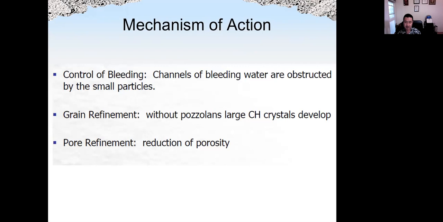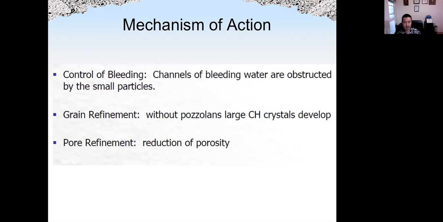Mechanism of actions. Let's look at how these materials can affect fresh properties and also hardened properties. The materials can control bleeding. What is bleeding? In concrete, bleeding means the separation of water from cement. If a concrete has bleeding problems, we may see on top of the concrete a layer of water. So we call that bleeding. Introducing these materials can reduce the bleeding.